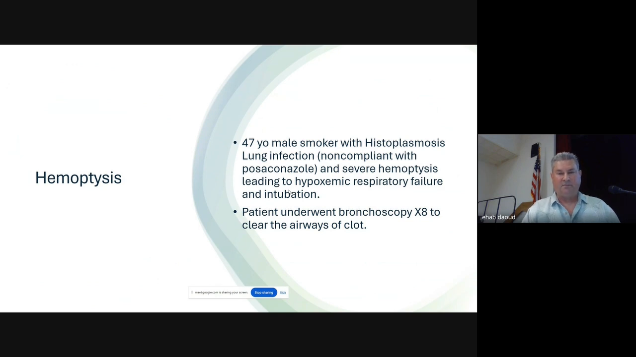Here's a patient that was in our unit with a bad pulmonary histoplasmosis infection. He had a diagnosis, but didn't take the antifungal like he was supposed to, and wound up in the ICU again with massive hemoptysis and hypoxic respiratory failure. He had to have a bronch 8 times to clear out all the blood out of his airways.